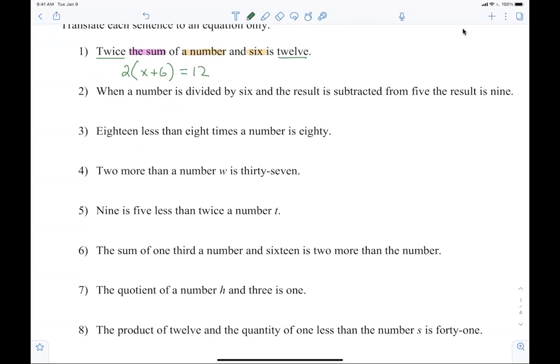So what do I do? Yes, X over 6. And the result is subtracted from 5. All right, so now, am I starting with this number right here, or am I starting with 5? That is correct. So how do I write it? 5 minus X over 6. You are amazing. That was very good. And then what does is mean? Equals, and then 9.